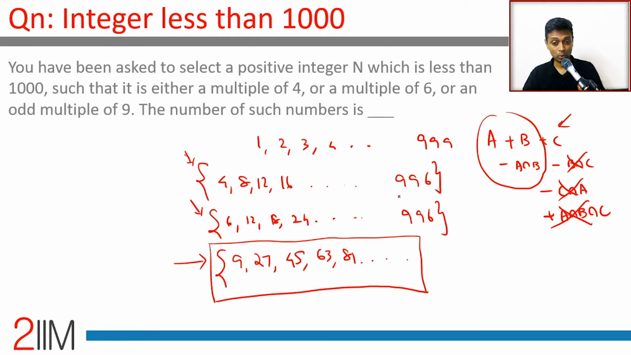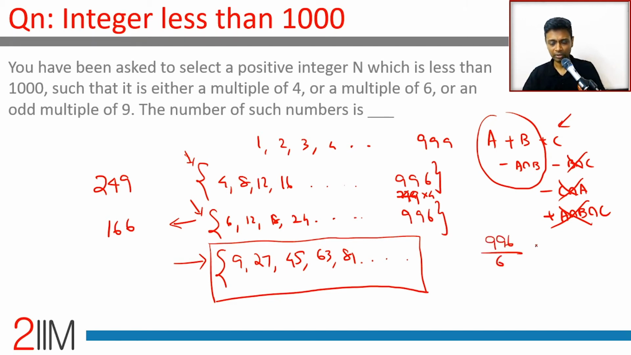996 is 249 into 4. 250 into 4 is 1000, 249 into 4 is 996. So there are 249 numbers in this set. And 996 by 6: 900 by 6 is 150, 96 by 6 is 16, so 166. The number of numbers here is 166.